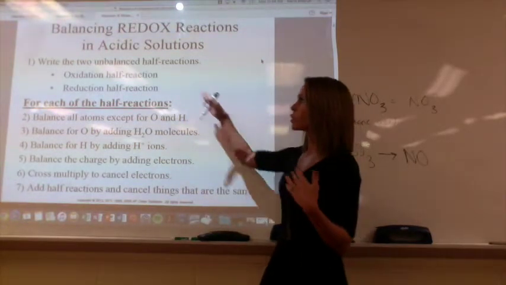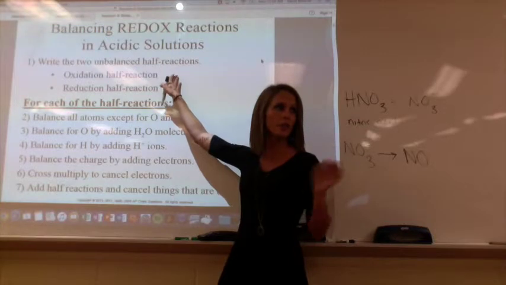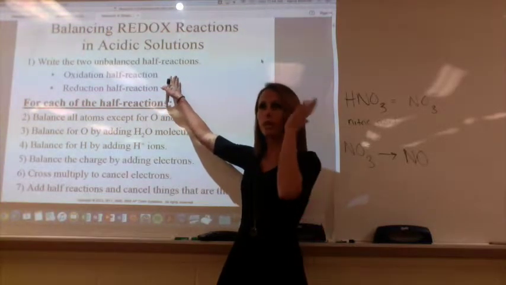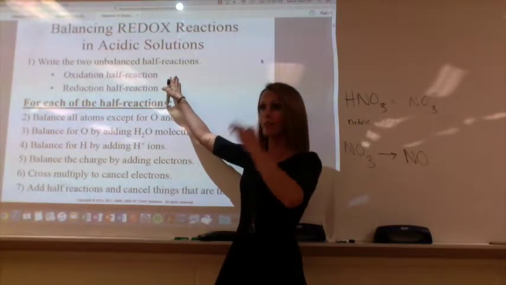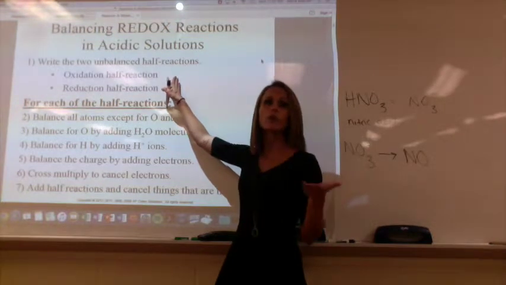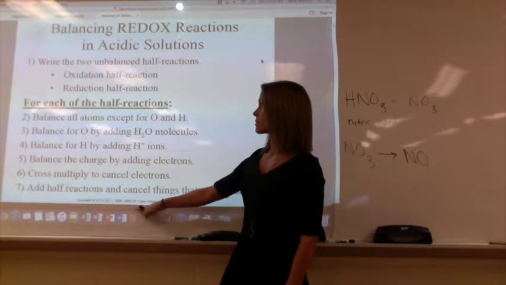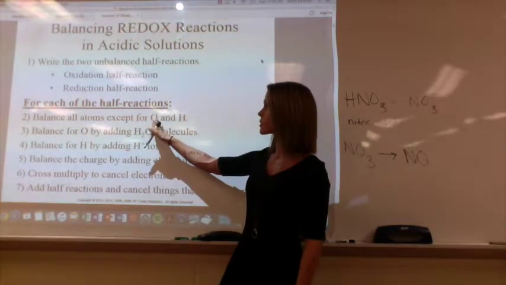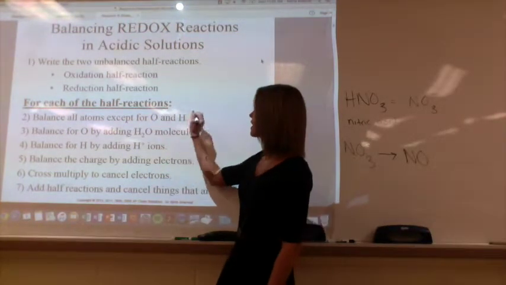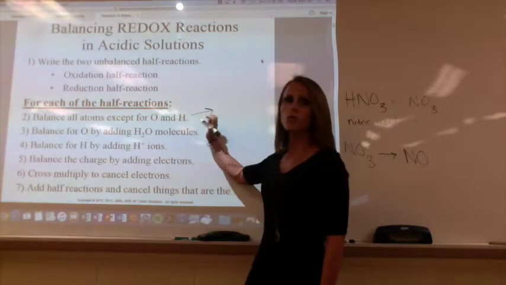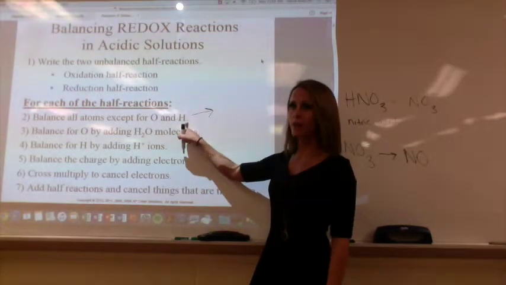I'll read it to you, but you still do the same half reaction method that I taught you. You write one of your reactants in an arrow and your other reactant in an arrow. You choose which one's getting oxidized and reduced. Then you follow the steps. So balance all of your atoms first. This one's a key one. If any mistakes are made, it's usually because you don't balance your atoms.